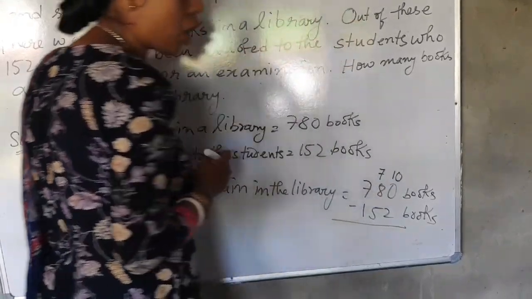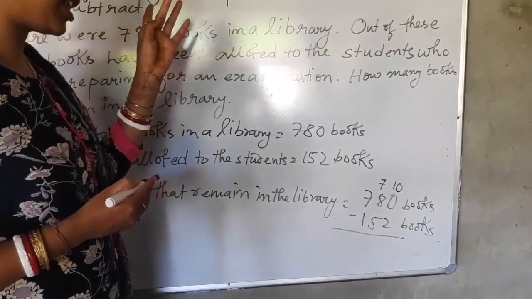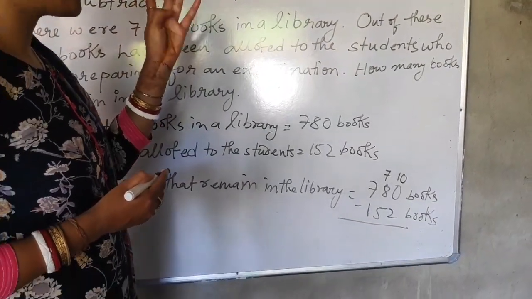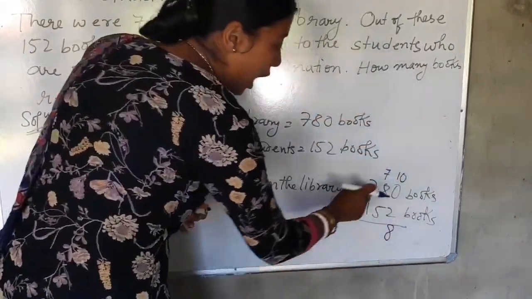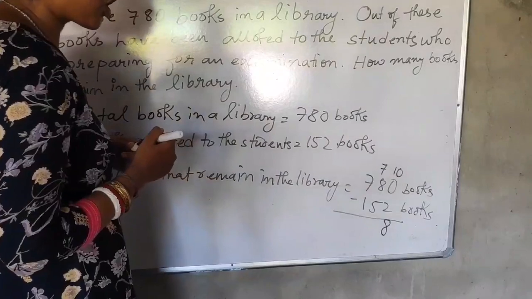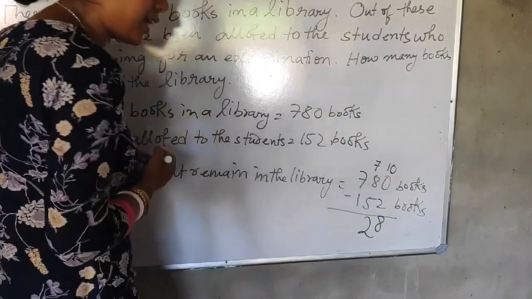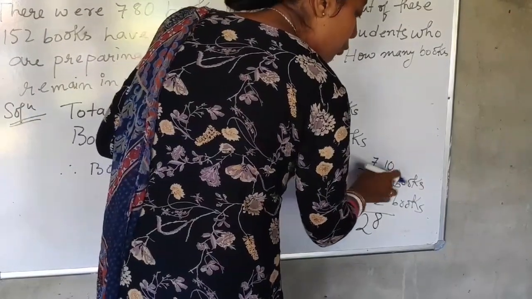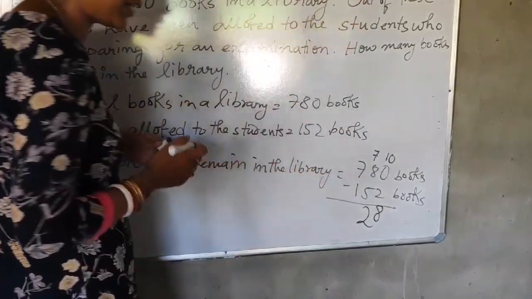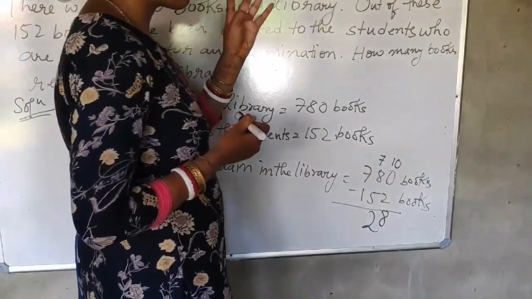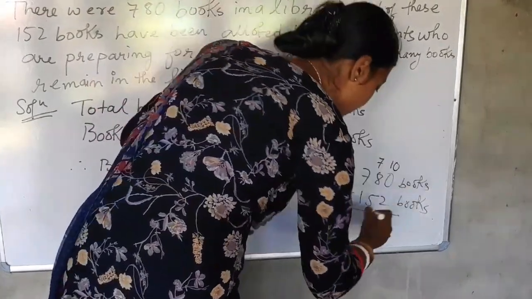Okay. So 10 minus 2, how much? From 10, if we cancel 2: 1, 2, 3, 4, 5, 6, 7, 8. How much remains? 8. Now from 7 you will cancel 5. From 7, if we cancel 5, how much will remain? 2. Okay. From 7 again you will cancel 1. Here we have not regrouped anything, so it will remain the same. So 7 minus 1: from 7 you cancel 1, 1, 2, 3, 4, 5, 6. So how much remains? 6.